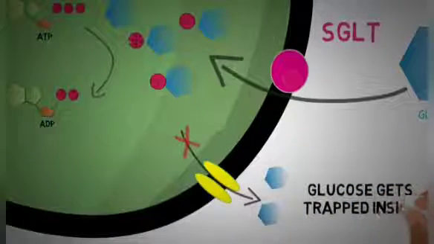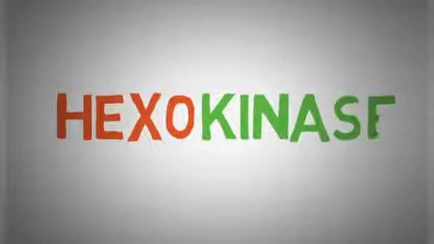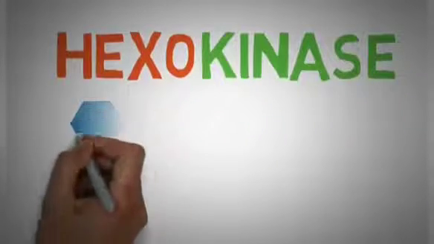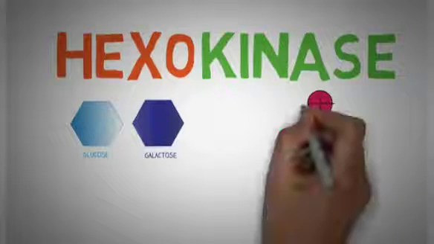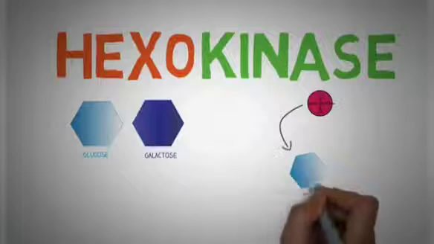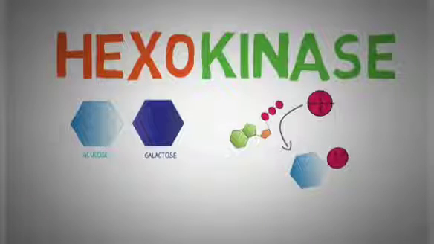This makes the glucose molecule highly polar, and as you know, polar molecules cannot cross the cell membranes easily, so glucose gets trapped inside the cells. This step is irreversible and is performed by the enzyme hexokinase. Hexo means 6, meaning that these enzymes act on 6 carbon sugars like glucose and galactose, and kinases are basically those enzymes that transfer a phosphate group from a high energy molecule to another molecule, which in this case is a phosphate group that is being transferred from ATP to glucose.